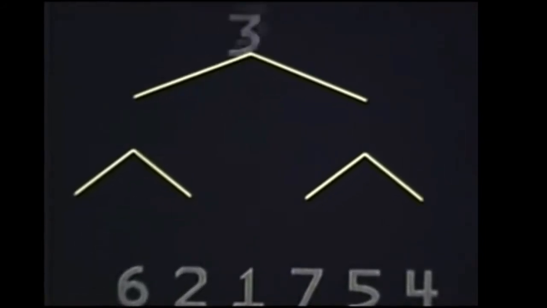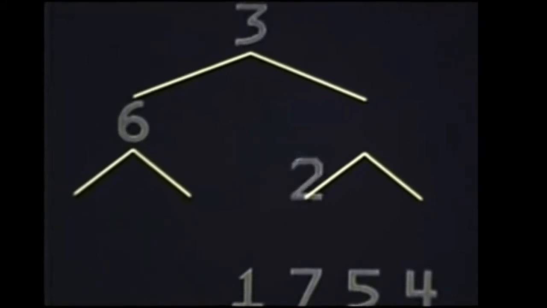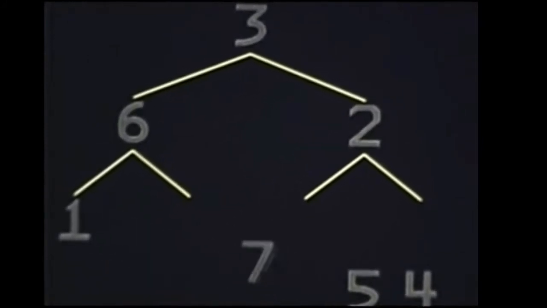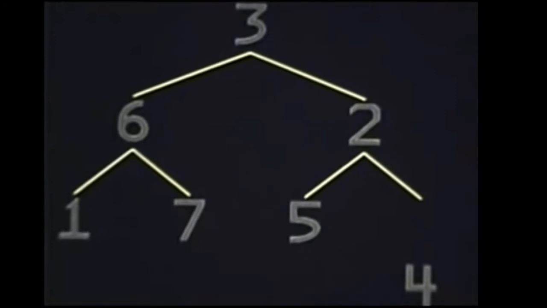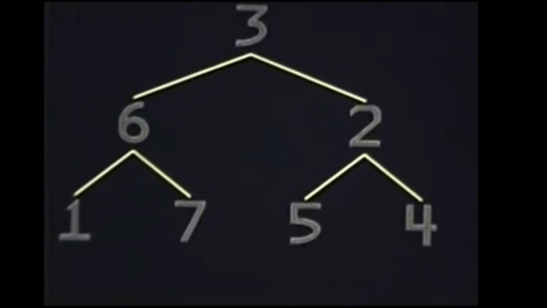We organize the sequence into a tree in which the first item, the 3, is at the top, and the last item, the 4, is at the bottom right. The first pass of the heap sort will move the largest item, the 7, to where the 4 now is. This will happen in two steps.